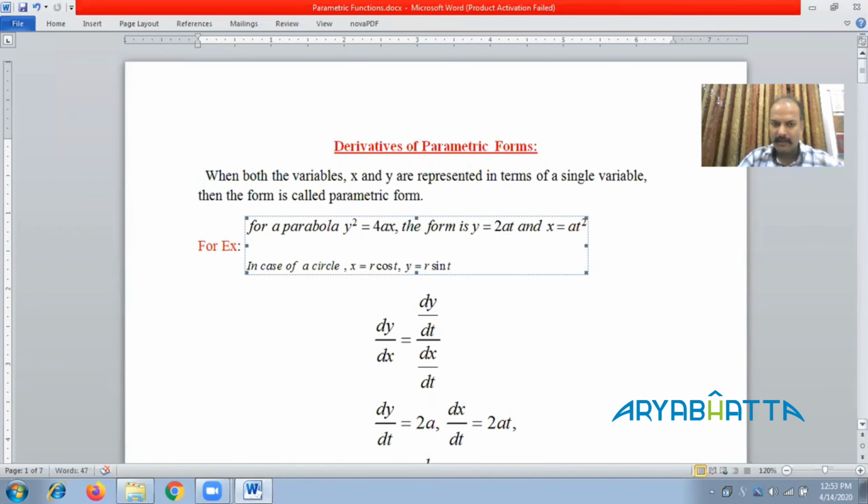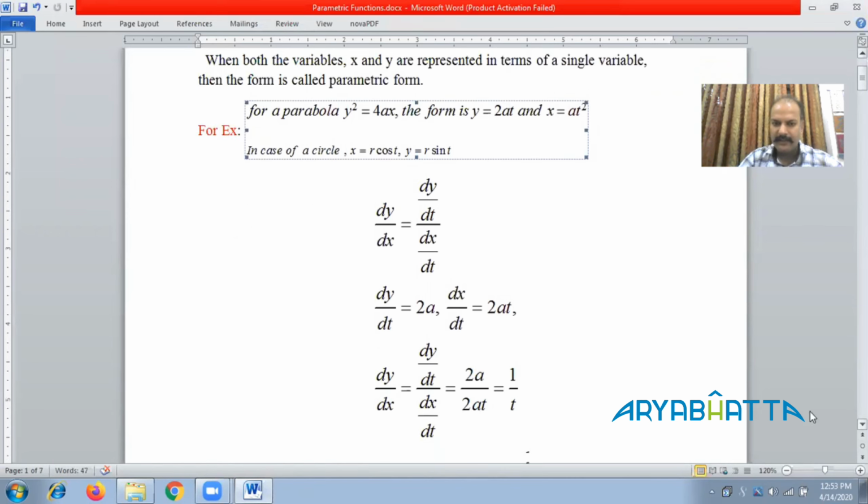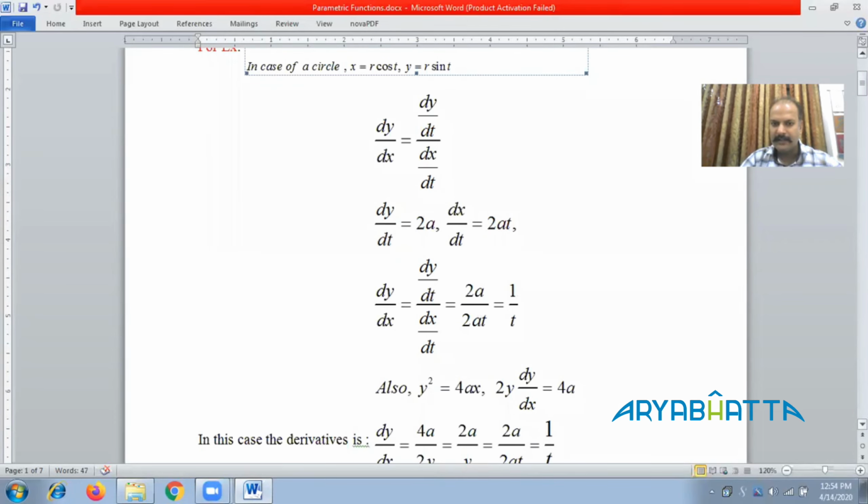And now how to find a derivative? This is quite easy. Suppose for this very y square equal to 4ax, you need to find dy upon dx. It will be dy upon dt divided by dx upon dt. First of all, go for dy upon dt. As in case of this parabola, dy upon dt will be 2a and dx upon dt will be equal to 2at. So if I divide the two, this is 2a upon 2at, it will be 1 by t. And you can see I have verified the result in a simple case also.